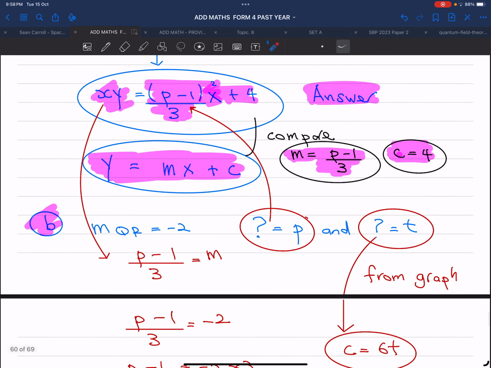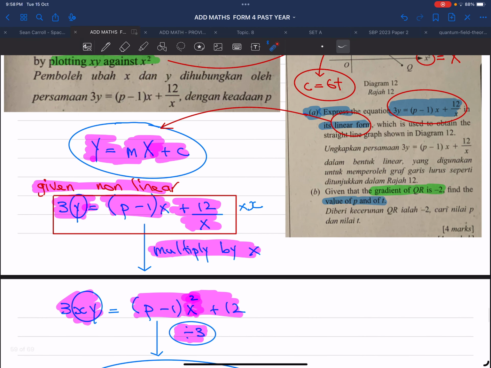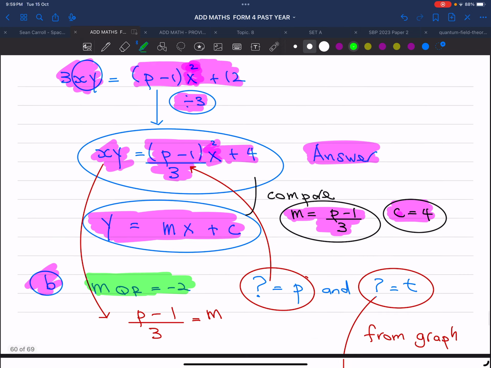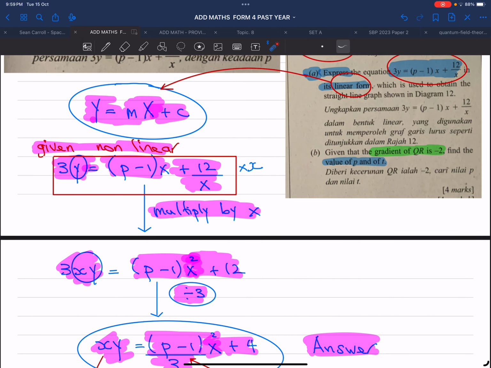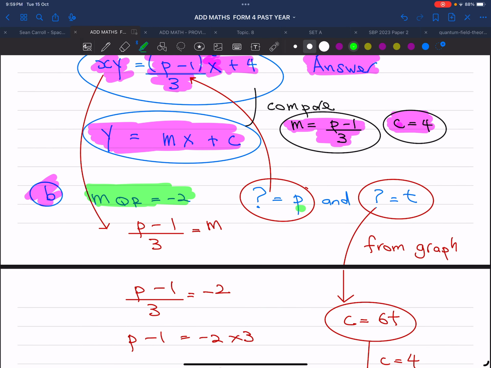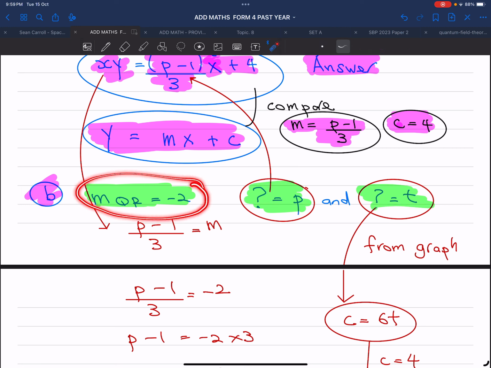What is part B asking? Given that the gradient of QR is negative 2, I collect here: the gradient of QR is negative 2. I'm collecting what they give. Question: find the value of p and t. So I have collected what they give and what they ask.